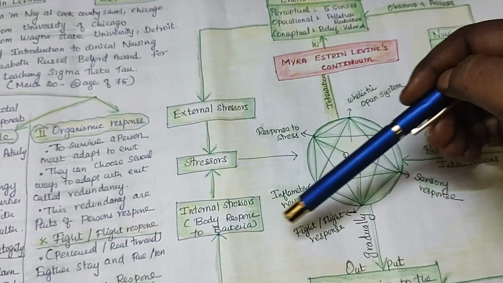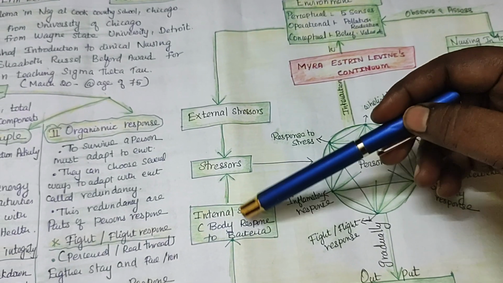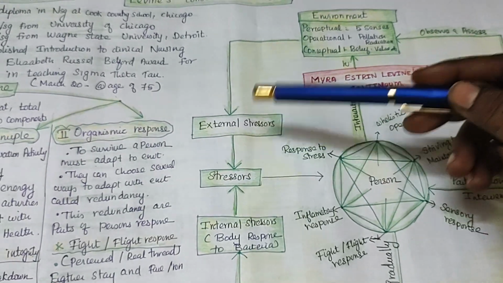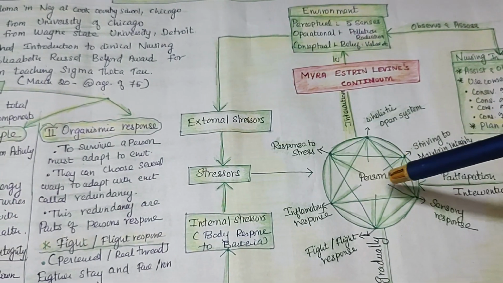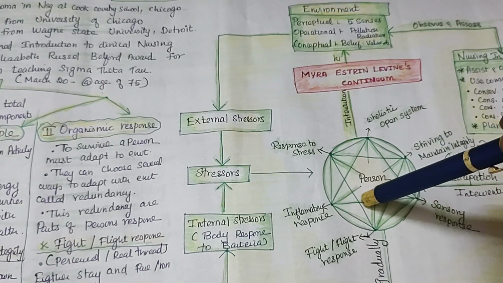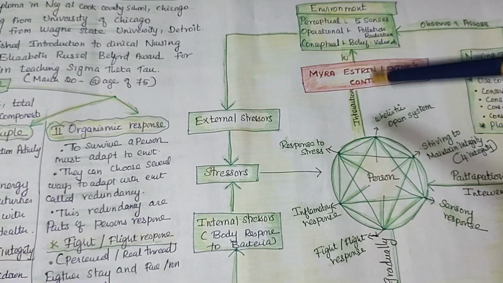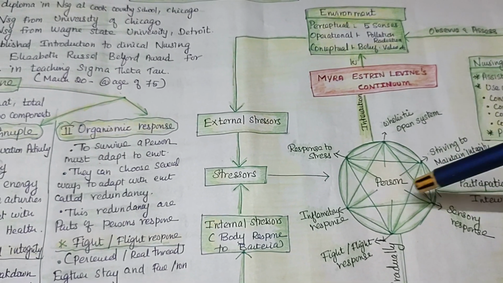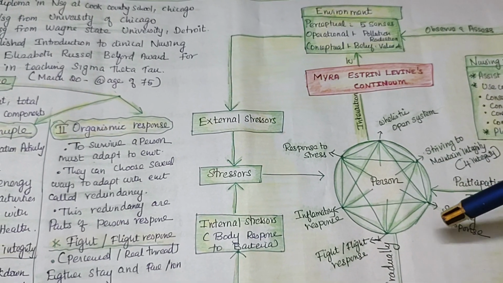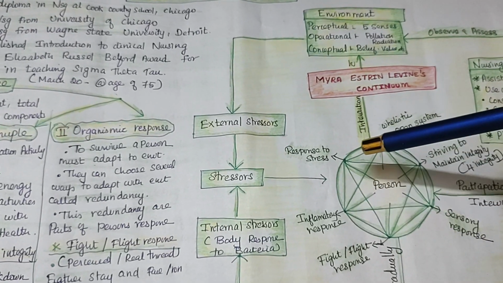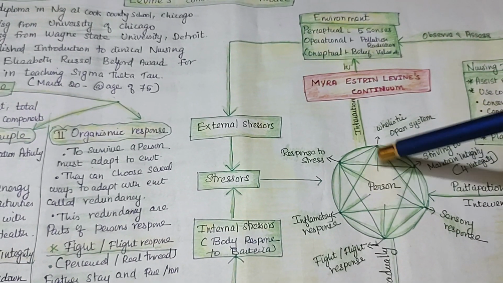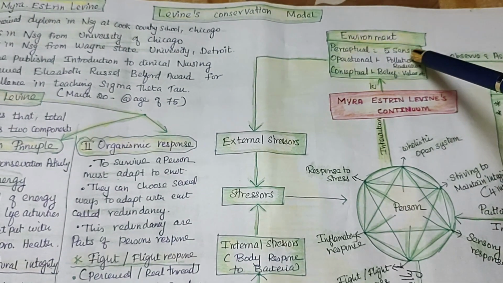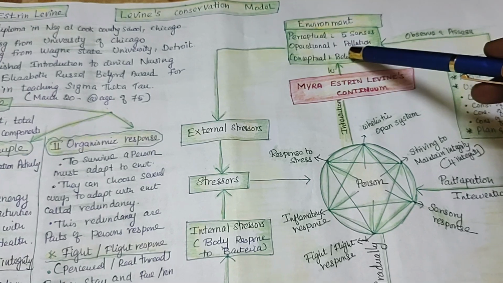So what is an internal stressor? Bodily response. Any body response, like his immune system being weak, that is an internal stress. Whatever the stress factor, it is going to affect the individual. So this is the concept. The person is an open individual striving to maintain his own personal and social integrity. He has a sensory response, fight or flight response, inflammatory response, and response to stress. And around this person is the internal environment and the external environment, so constantly he is interacting with the environment.